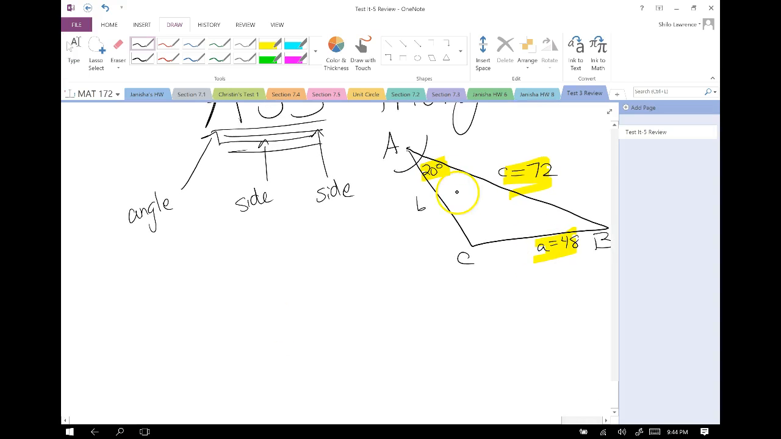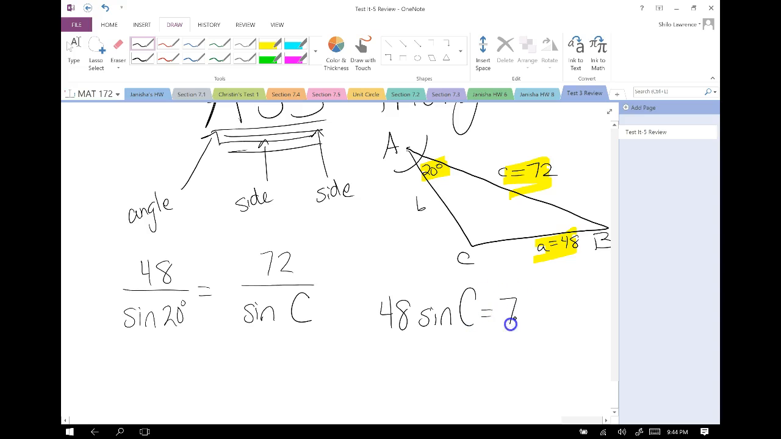Because we have a side angle pair, we can do law of sines. So I've got both of my A's. I've got big A and little a. So I'm going to set up law of sines with my A's and my C's. So 48 over the sine of 20 equals 72 over the sine of C. And I'm going to solve this for C. So I'm going to cross multiply and say 48 sine of C equals 72 sine of 20. And my goal here is to isolate angle C. So I'm going to divide the 48 over.